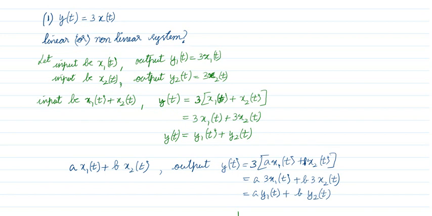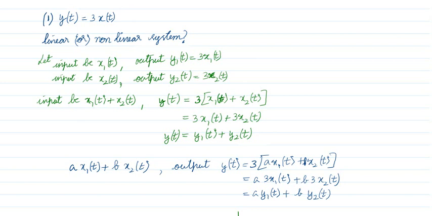What is the relation? Output is equal to 3 times the input. Now what is the input? x1 plus x2. So output is equal to 3 into the input, x1 plus x2, multiplying 3 inside. 3x1 is nothing but y1, 3x2 is nothing but y2. So the sum of two inputs gives an output equal to the sum of the individual outputs. Thereby it is satisfying what principle? Superposition principle.